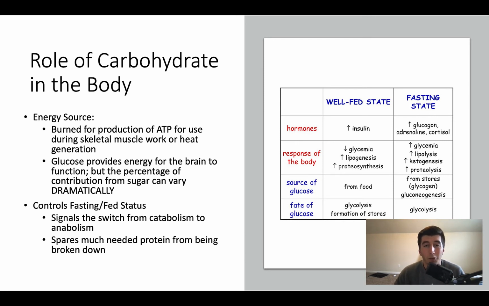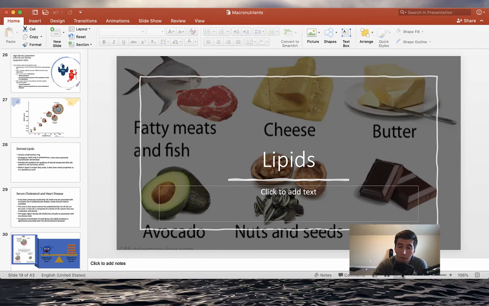That insulin is going to signal the switch from a fasting to a fed state. So it's going to help spare nitrogen. It's going to help spare muscle protein from being broken down, but it's also going to prevent our ability to burn fat. Super important for later in the semester. Carbohydrates increase insulin. Insulin blocks fat burning. All right, gang. So let's keep on moving.